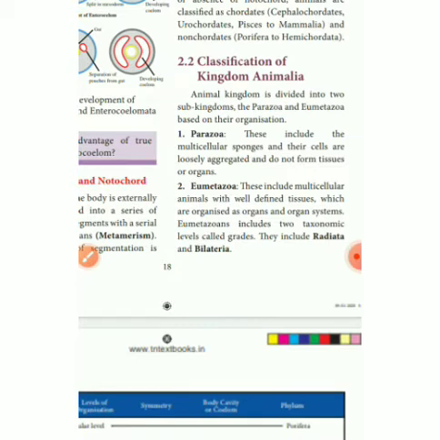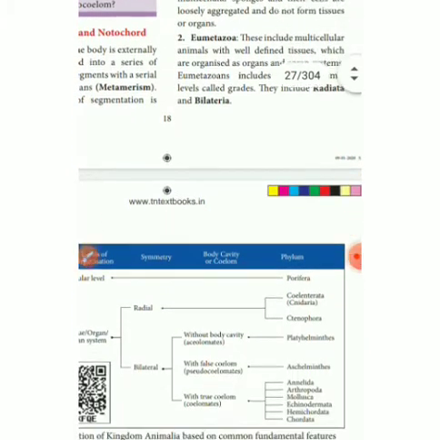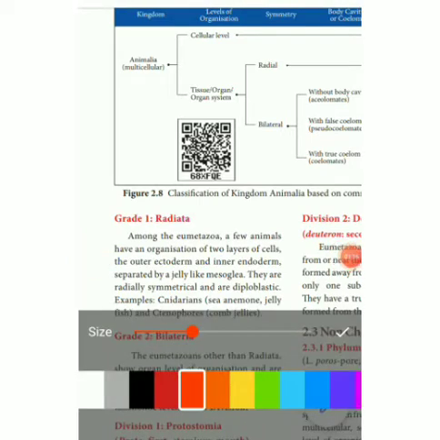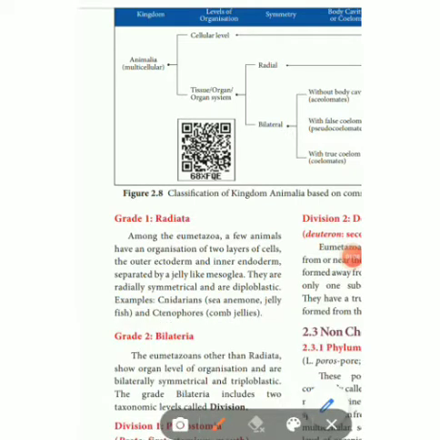In this Eumetazoa, there are two types, that means grades. One is Radiata, another one is Bilateria. What is Radiata? Among the Eumetazoa, a few animals have two layers, that means outer ectoderm and inner endoderm. That type of organisms come under the Radiata. So you see, when you cut the animal, it has two membranes, the outer ectoderm and the inner endoderm.